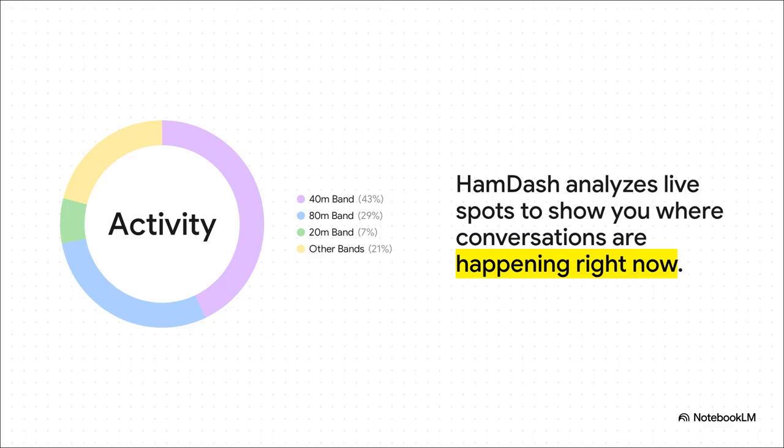And again, HamDash doesn't just dump raw data on you, it makes it smart. It looks at all those live spots and instantly shows you where the party's at. You can see right here the 40-meter and 80-meter bands are on fire, which means you don't waste your time calling out into an empty band, you can go straight to where people are talking.